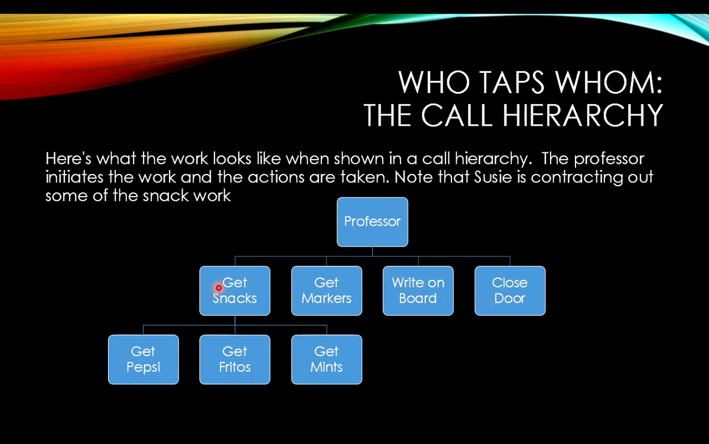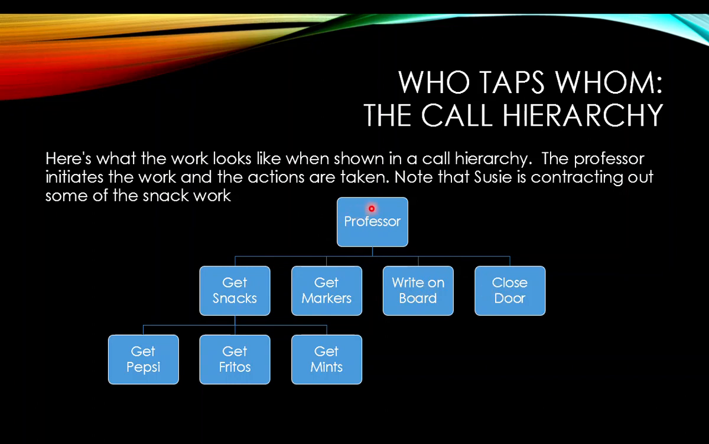Now, we also knew Susie subcontracted some work, so we know that get snacks is going to call get Pepsi, get Fritos, and get mints. The lines here are really specific. The way these things are connected is very specific. Get snacks does not call get markers. That's not its hierarchy. That's not its line. The professor and get markers have communication. Get markers does not talk to write on board. Write on board does not talk to close the door. It's a very strict hierarchy of going back and forth.